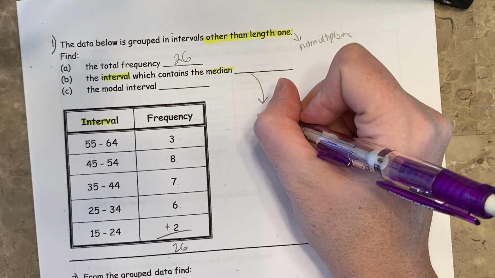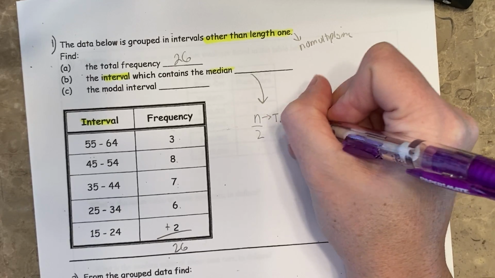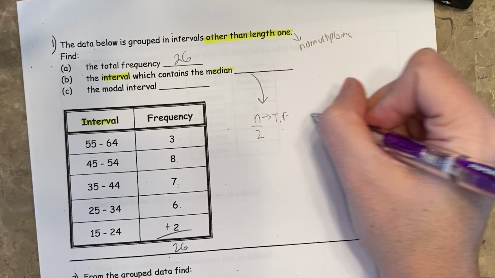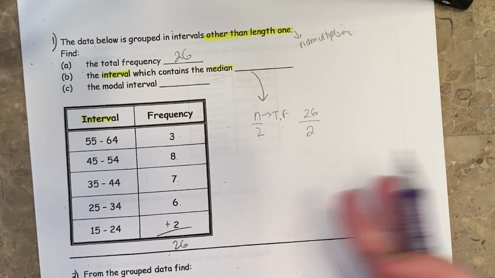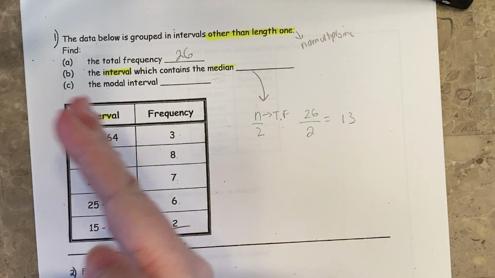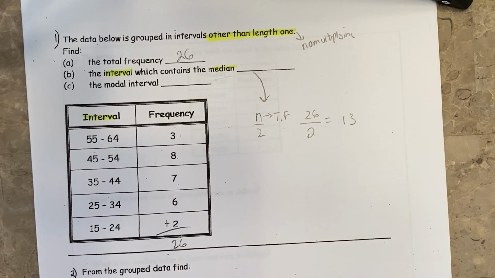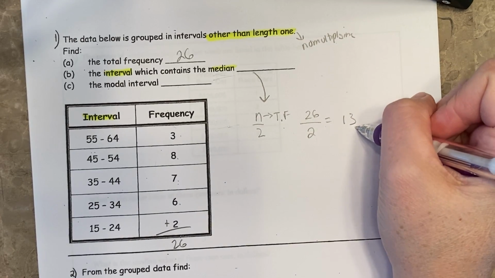Okay, so we're going to take n over 2. So we're going to take the total frequency and divide it by 2. So our total frequency was 26. Remember, median is like that middle person in the list. This is just a shortcut. Instead of lining up all 26 people, this is my shortcut. So this one was a nice whole number, which is great.